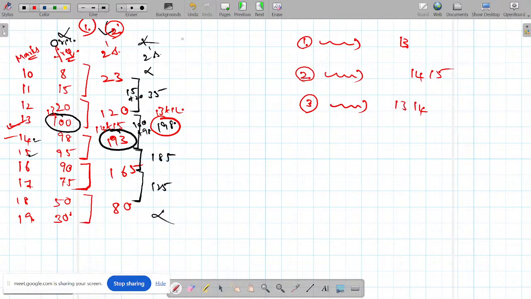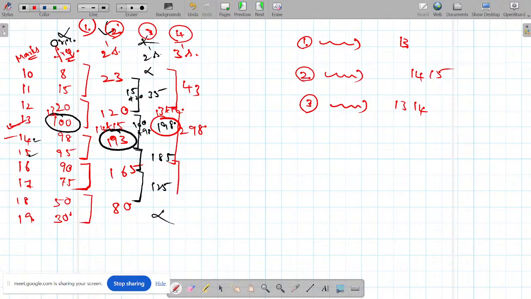Likewise, I do it further. After the third column, I add one more column, the fourth column, which will be grouping in threes. Tell me what's the value if I group in threes. This is for 10, 11 and 12: 8, 15 and 40, that's 43. Then again in threes: 100, 98 and 95, that's 298.